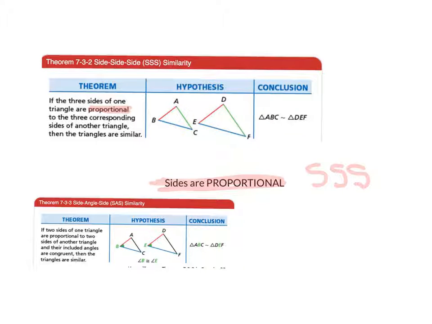And for side angle side now, we have two sides of one triangle that are proportional to two sides of another triangle, and their included angles are congruent. So two sides are proportional and included angles are congruent. And that's shown in the image. The included angle is in between the two proportional sides. It's our SAS, just like side angle side for congruent triangles, but instead of congruent sides, we have proportional sides. But angles are still congruent.